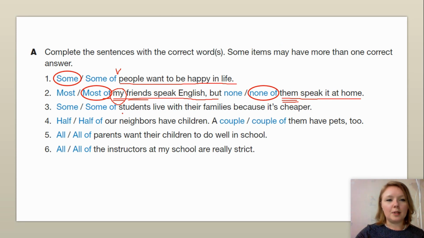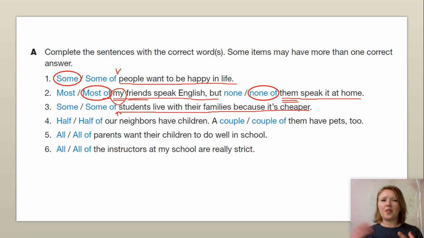So here we see blank, students live with their families because it's cheaper. Do we have a determiner here, the or that or my? No. So this is a general statement. Some students live with their family because it's cheaper. Some students. General statement, no the. All right, let's go to number four.